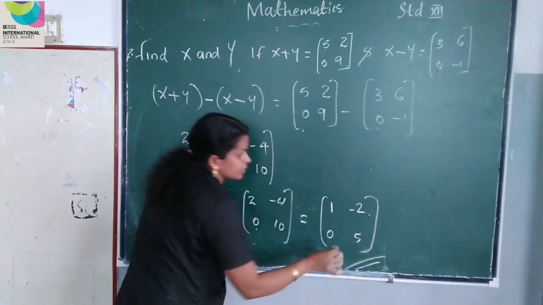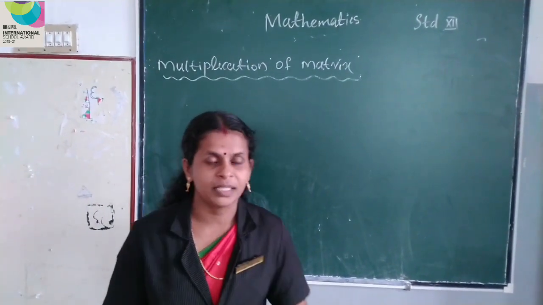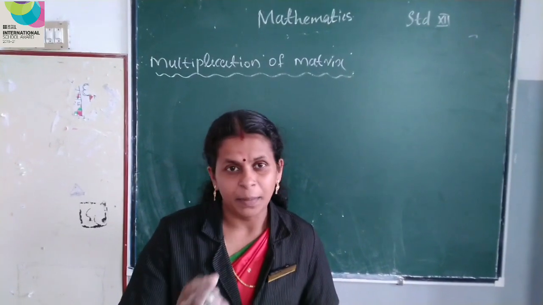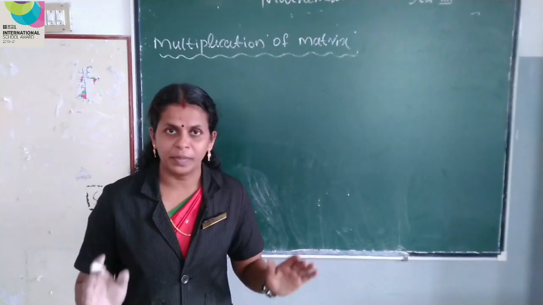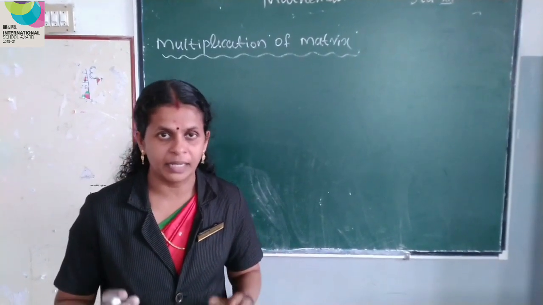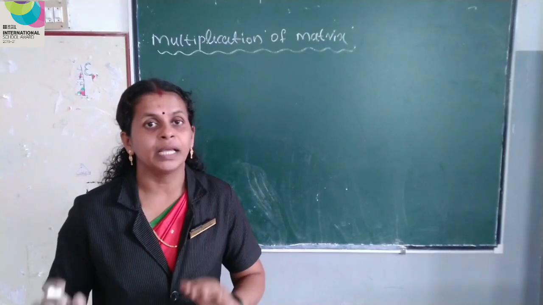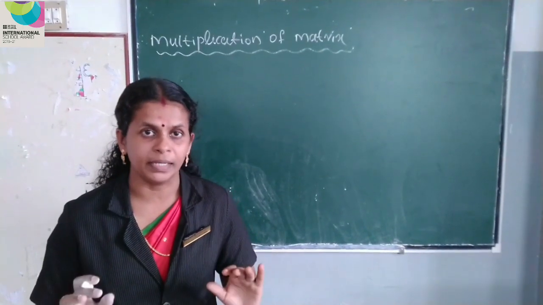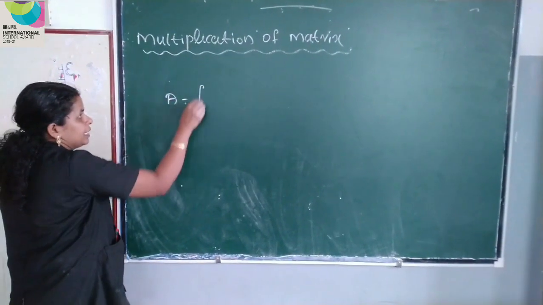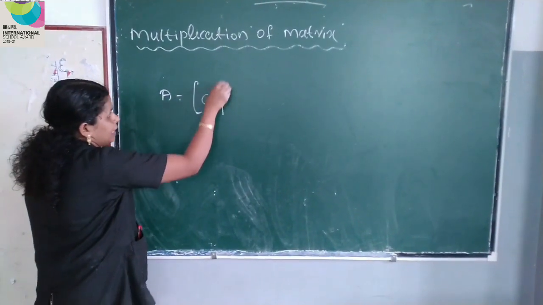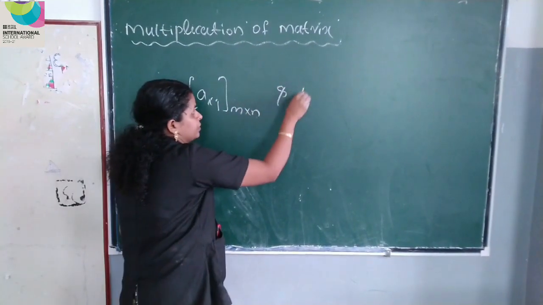So this is that. The next topic is multiplication of matrix. Dear students, multiplication of matrix is a bit difficult compared to addition and difference. Product of two matrices A and B is defined if the number of columns of A is equal to the number of rows of B. Let A equal to matrix [aij] of order m by n.